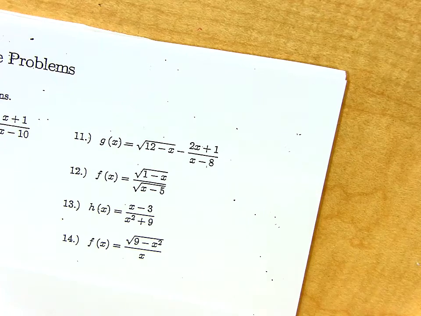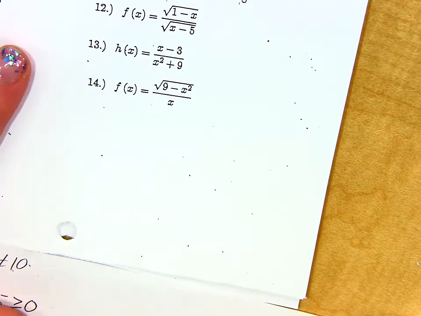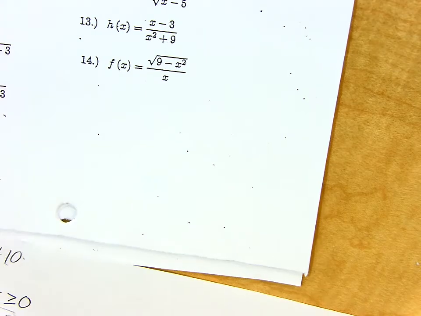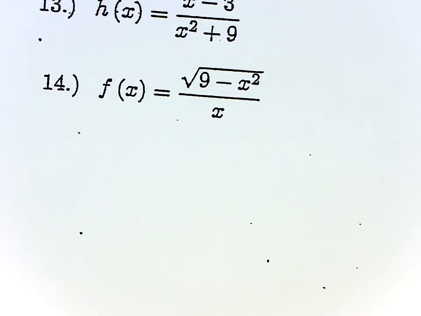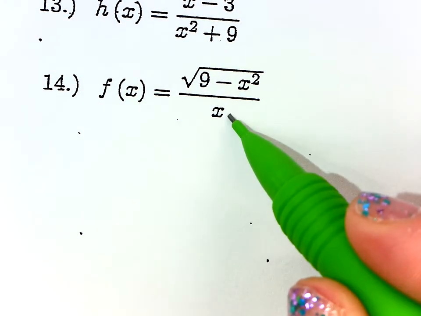Okay, so we're going to do problem 14 together. We are trying to find the domain. So we have two problems going on here. First problem, I can't have a negative under the square root. I also can't have a 0 in the denominator.